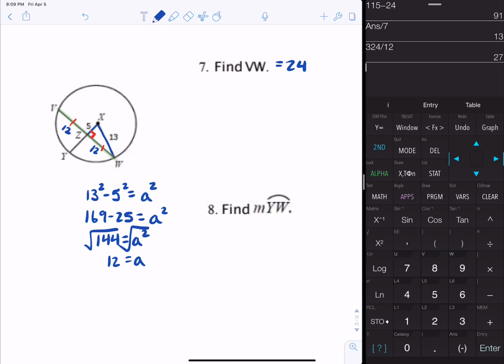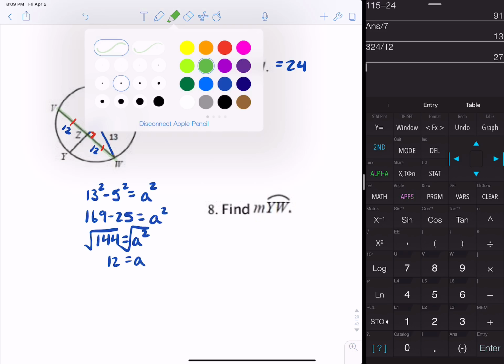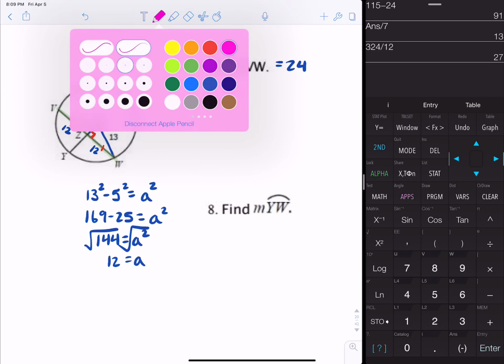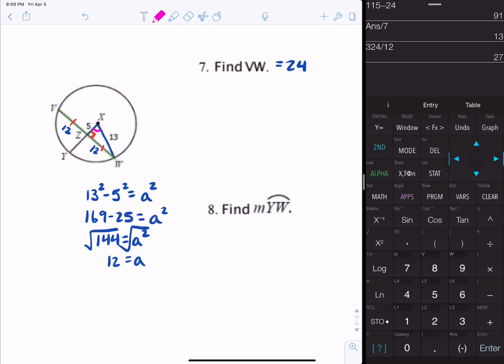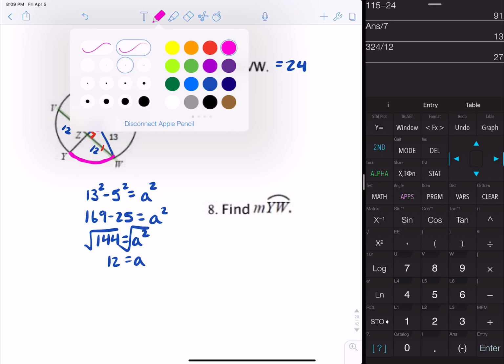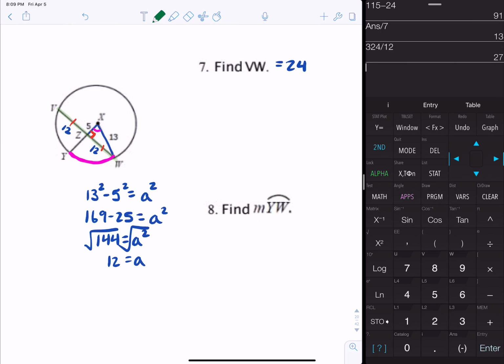Then it says find the measure of arc YW. And so we need to know the central angle for that one. Let me grab another color. So like, let's see. The central angle is right there, and that would equal the measure of this arc. So what we're going to do is use trig to help us figure out that missing angle. So if you look at that little angle, we could use sine, cosine, or tangent. It doesn't really matter. I'm just going to use sine.